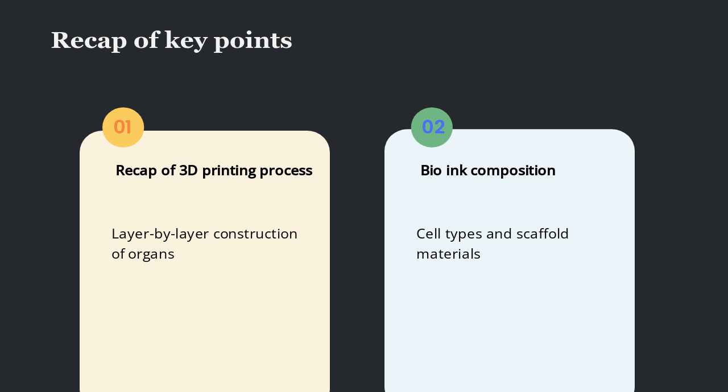Layer-by-layer construction of organs using 3D printing is a revolutionary process. This technique utilizes various cell types and scaffold materials to create functional biological structures. The recap of 3D printing process and bioink composition are key aspects to understand the intricacies involved in bioprinting. This lays the foundation for the potential of organ creation, the research benefits, and the possibilities of personalized medicine. The future of bioprinting holds promising goals of advancing medical treatments, research, and technological innovation.